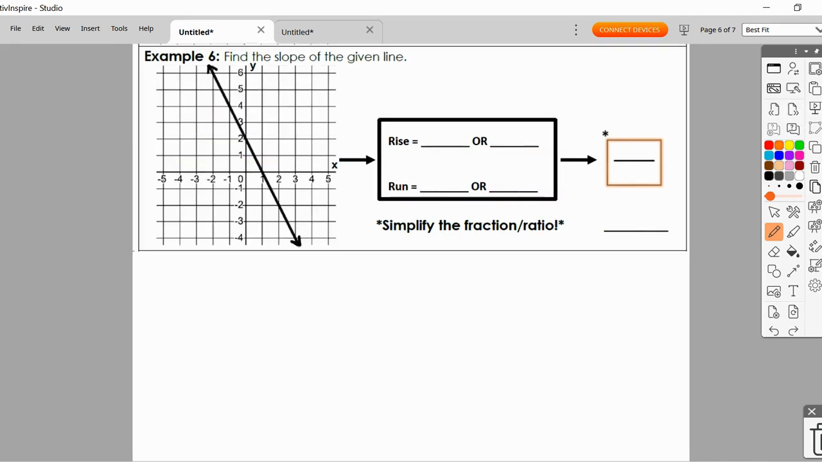Let's go ahead and look at our next example 6. First step is always finding those nice points. So I got a nice point at 0, 2. I got a nice point at -1, 4. I have a nice point at -2, 6. I could keep going with a nice point at 1, 0. I got a nice point at 2, -2. And a nice point here at 3, -4.